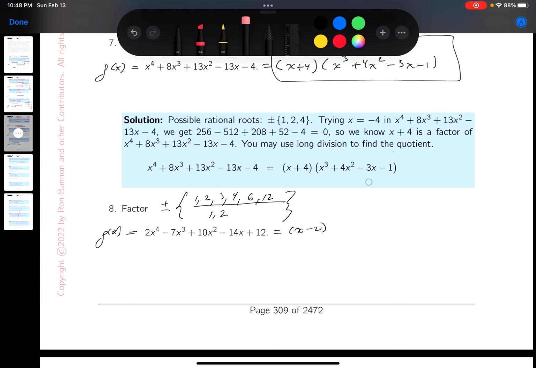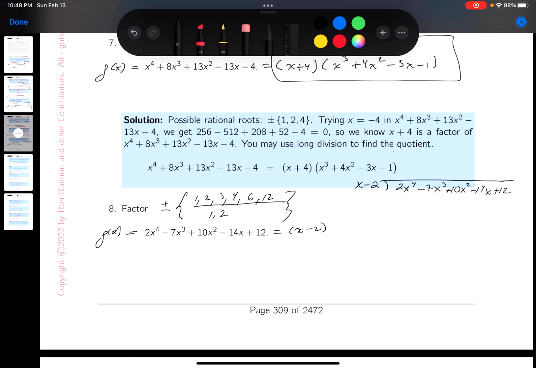So let's write this down. x minus 2. You know what? I need more room than that. x minus 2. And I'm going to divide that into 2x^4 minus 7x cubed plus 10x squared minus 14x plus 12. The remainder will be 0 if everything is done correctly.